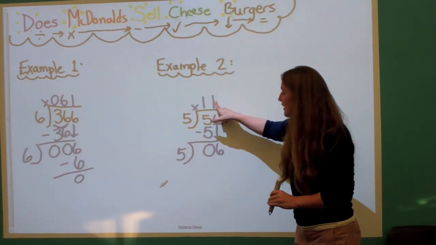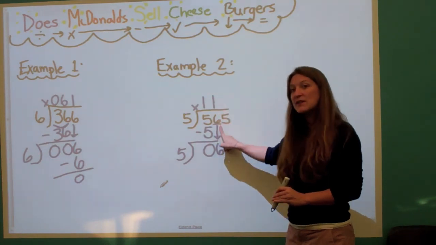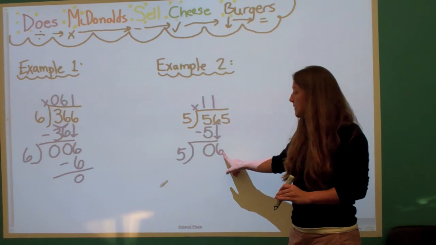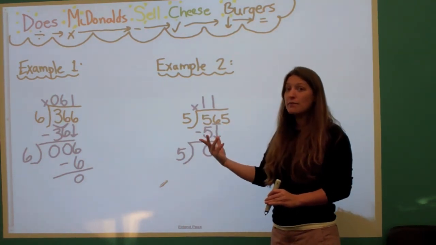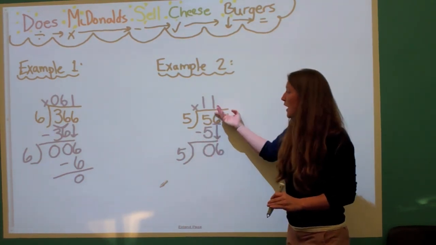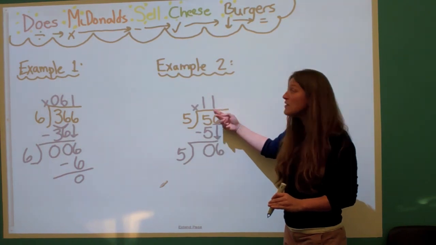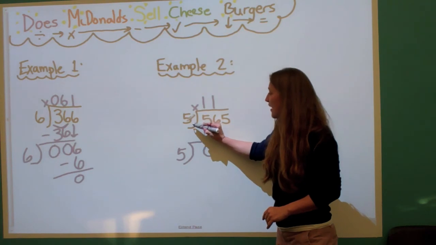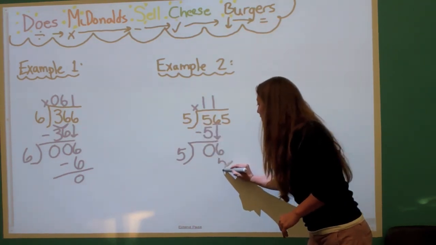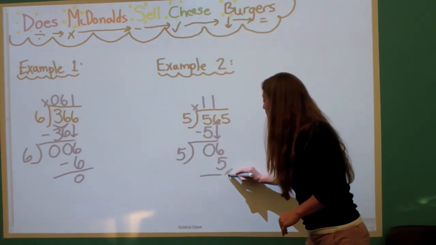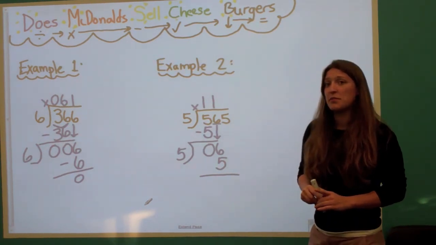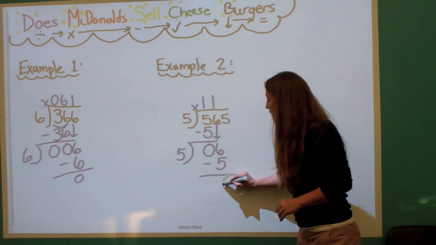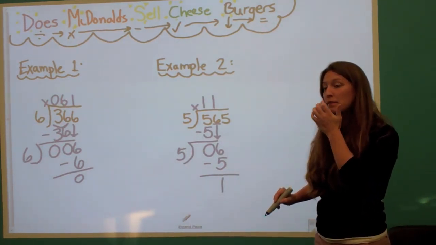So 5 goes into 6 one time. And again, I write that above that place value, the place value that I just did my new division problem with. And then I start over. That was my new division problem. I wrote my answer up top on top of the house. Now I multiply. 1 times 5 is equal to 5. After I do my multiplication, I subtract. 6 minus 5 equals 1.